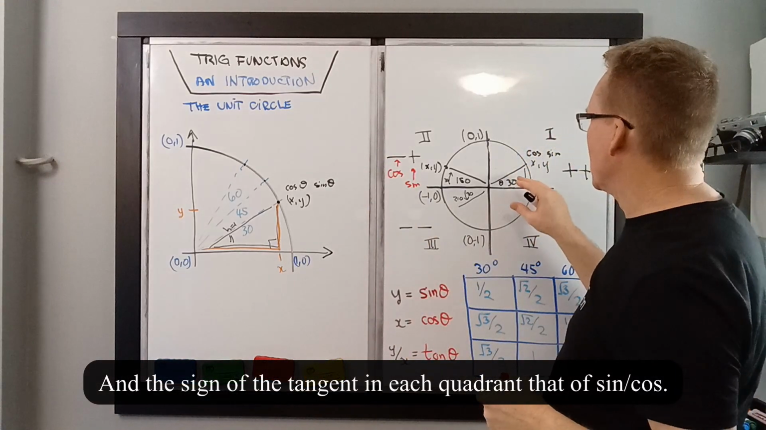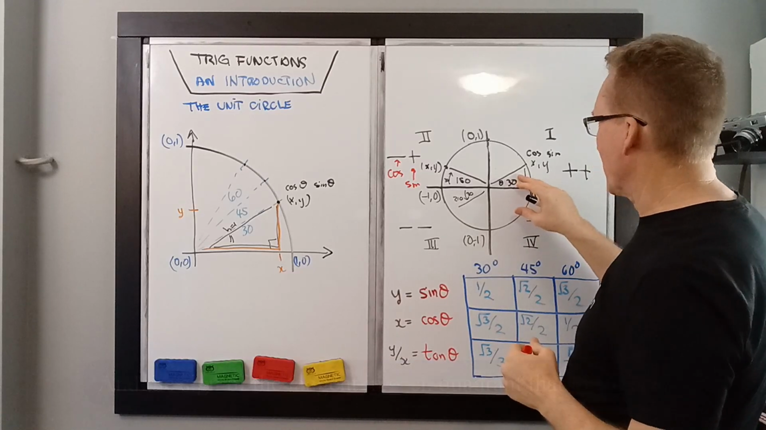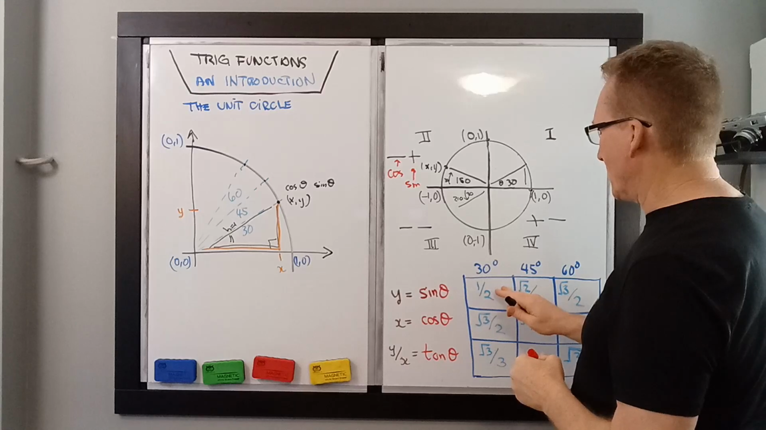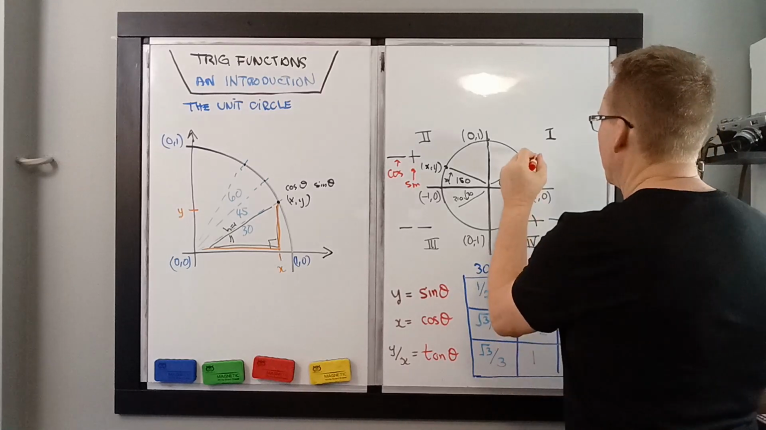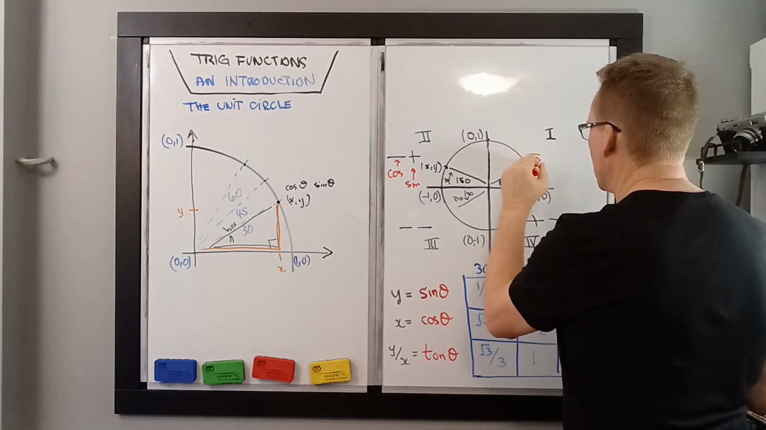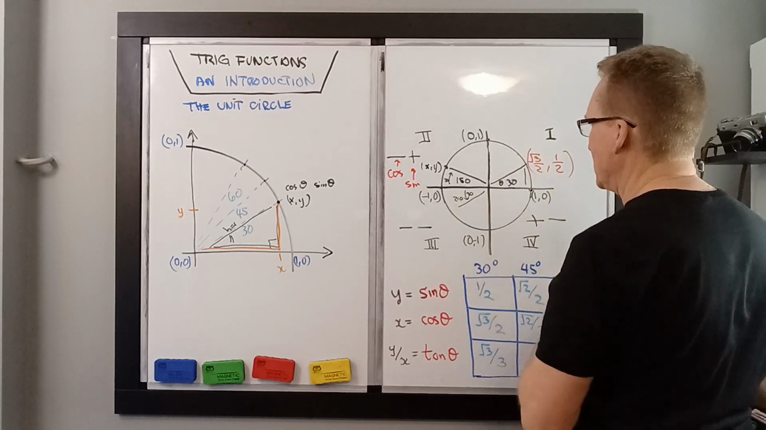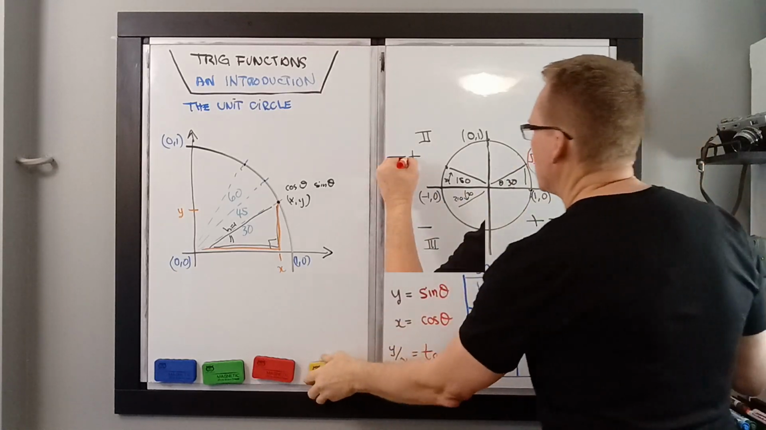So let's say you wanted the sine, the cosine, and the tangent for 30 degrees. Now remember, we got from this chart the sine, cosine, and the tangent. I'm just going to rewrite this here from 30 degrees. So this value over here would be root 3 over 2. And the y value would be 1/2, just like that. And over here, let me rewrite that as well.